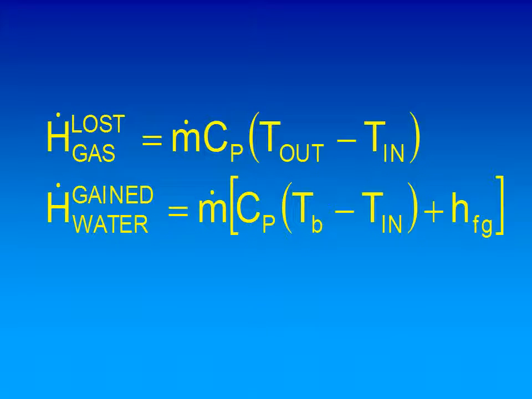If we do our energy balance, then the heat loss of the gas is simply m Cp times T out minus T in. The heat gained by the water is m Cp times T boiling, that's the temperature it's going to boil at, minus T in. So that's the little bit of increase in enthalpy as it gets to the boiling point. But most of your energy comes from this h_fg. And remember, h_fg is the enthalpy of the vapor minus the enthalpy of the liquid. So that's your phase change energy there.